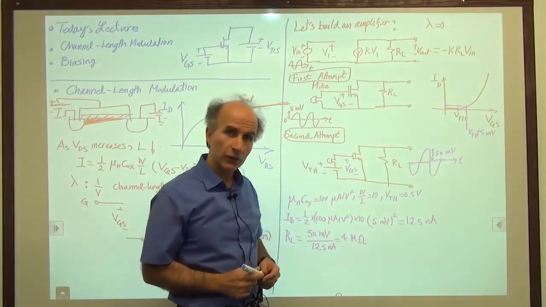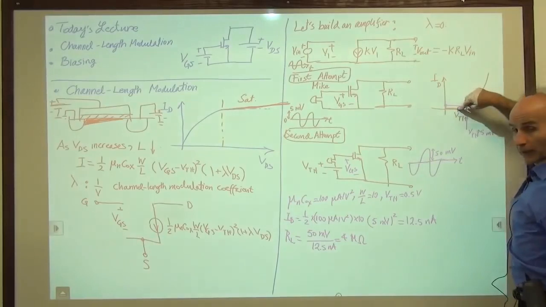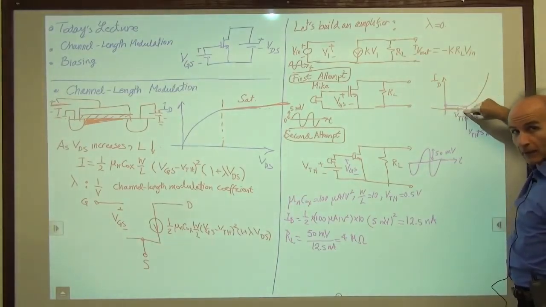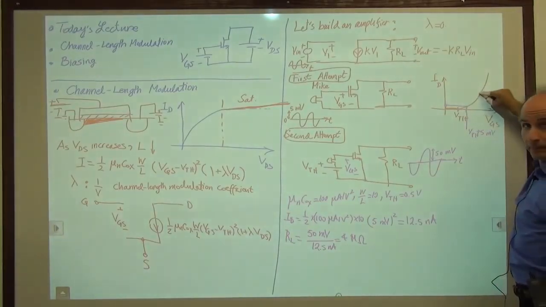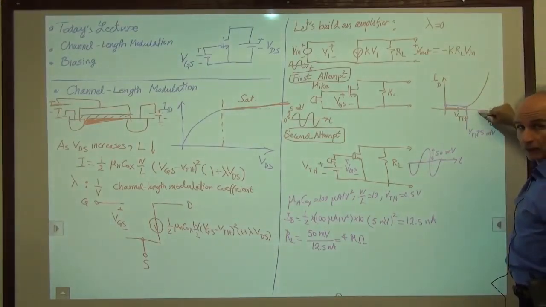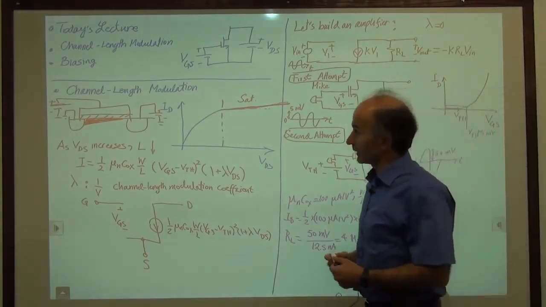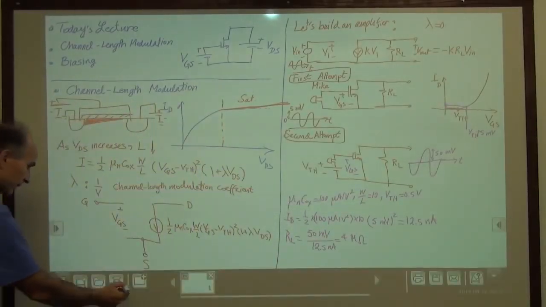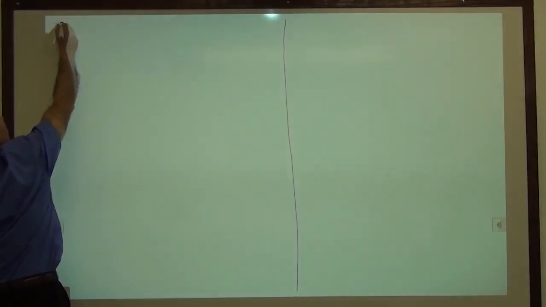Well, maybe what I should do is, instead of operating at this point, and when the signal comes in, I just go up here, maybe I should start somewhere around here, so that when the signal comes in, I go farther in the current domain. So let me elaborate on that. I need to add a page, and we'll see how that comes about. All right, so that's our third attempt.